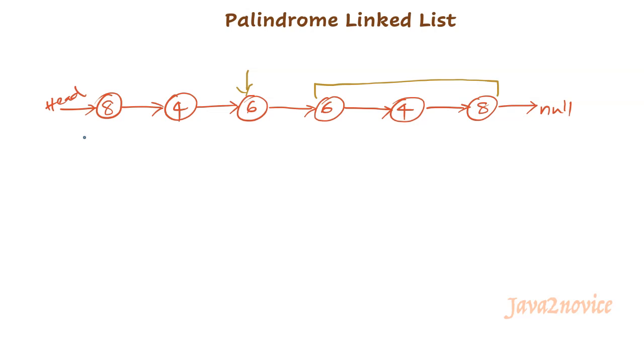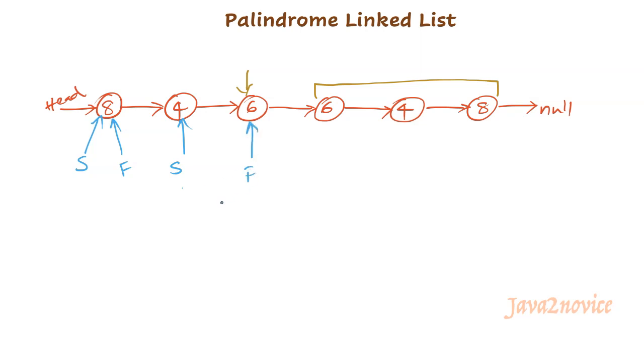How to find the mid position of a linked list? We will take 2 pointers. One is slow pointer, another one is fast pointer. Both are pointing to the head node initially. We will increment slow pointer by 1 step and fast pointer by 2 steps in each iteration. In the first iteration, slow pointer will move by 1 step. It will be here. But fast pointer will move 2 steps. That means 1, 2. It will be here.